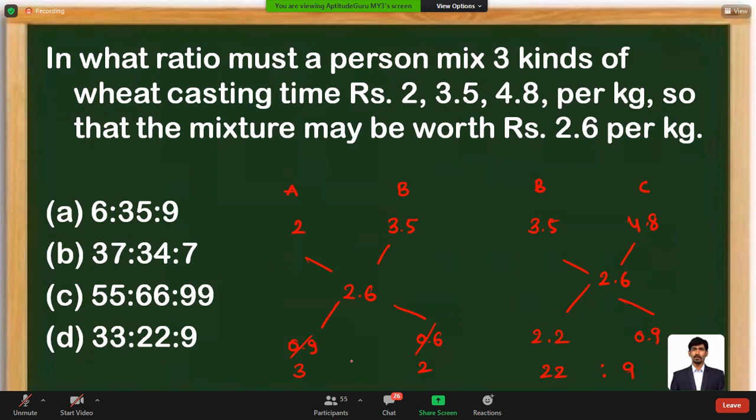If you can observe, A is to B is 3 is to 2, and B is to C is 22 is to 9. If you multiply with 11, you can write this as 33 is to 22, because the common term is B, so that you can find out the overall ratio. So what is A is to B is to C now? 33 is to 22 is to 9, which is available as option D. Mark it as the answer.